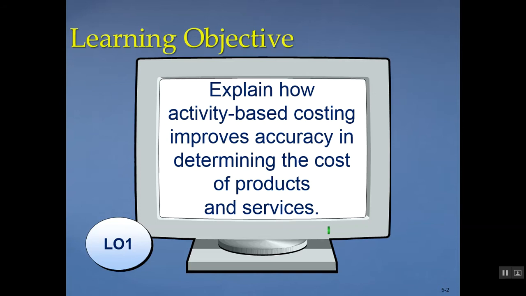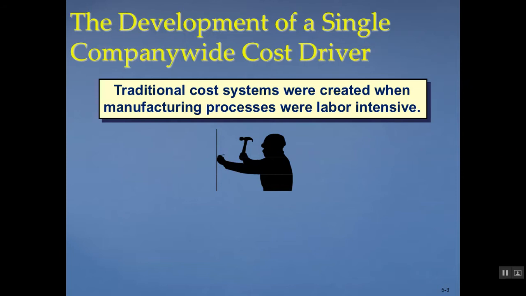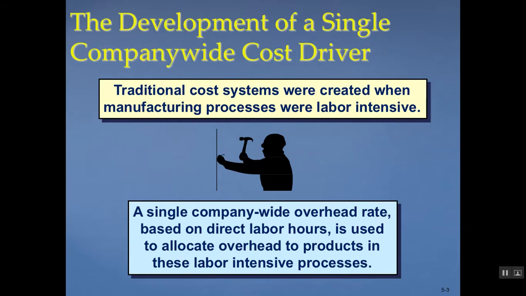So first we're going to start off with explaining how activity-based costing improves accuracy in determining the cost of products and services. The traditional cost systems that we learned about in Chapter 4 were created when manufacturing processes were very labor intensive. Because of the intensive labor, most companies tended to use direct labor hours as an overhead allocation base, so they only had one cost driver.